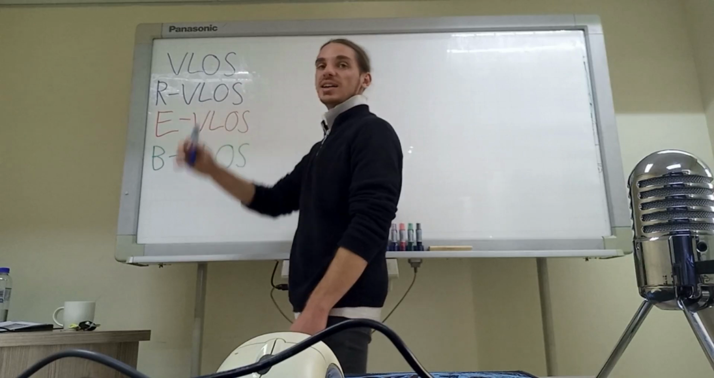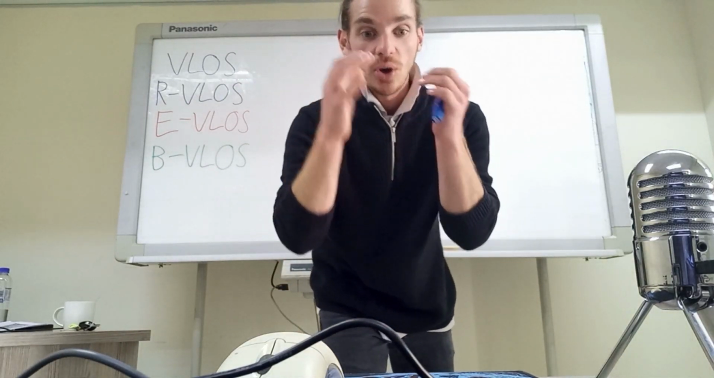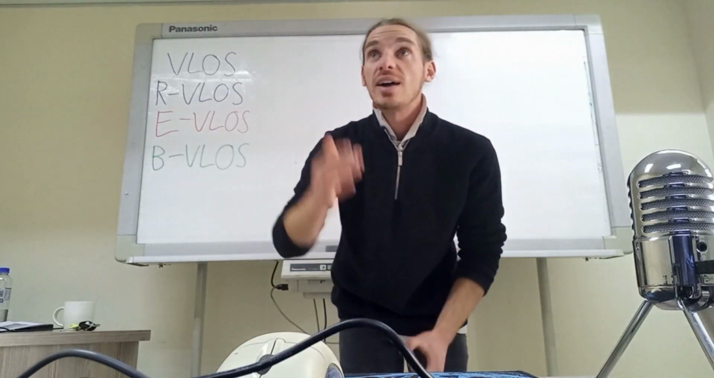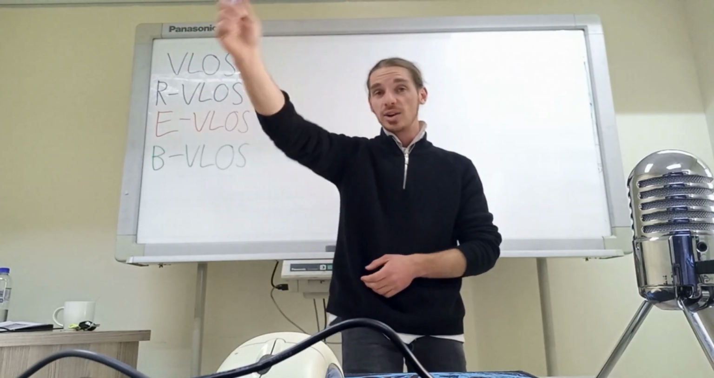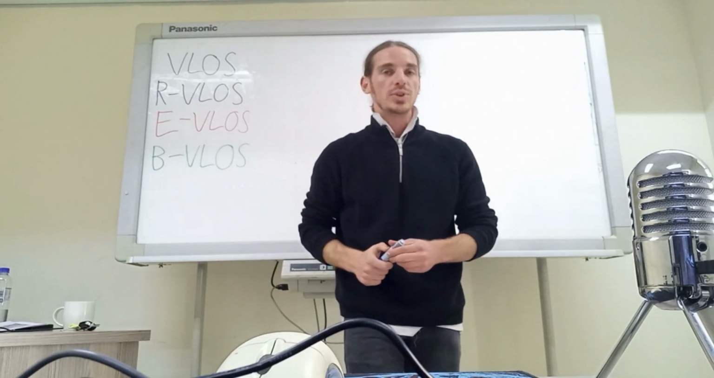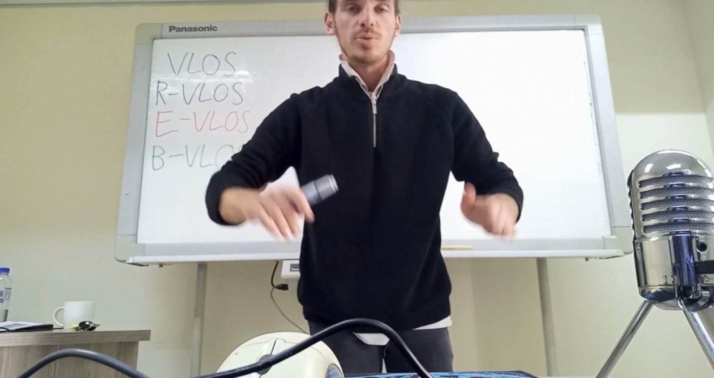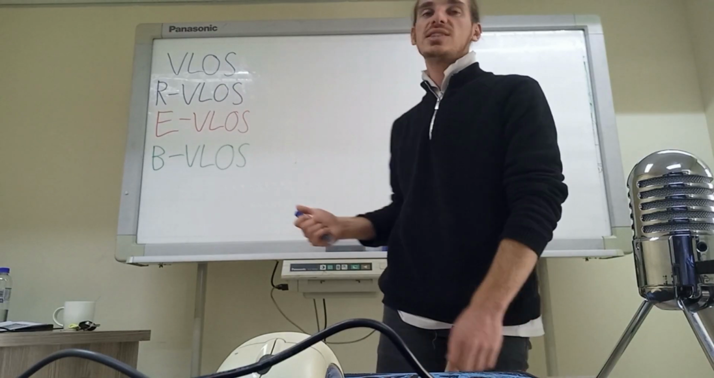Your visual line of sight literally means the term comes from the idea that you have to visually be able to see your drone at all times. You need a line of sight using your vision. Okay, if you can't see your drone at any point in the flight, it is not a VLOS mission.